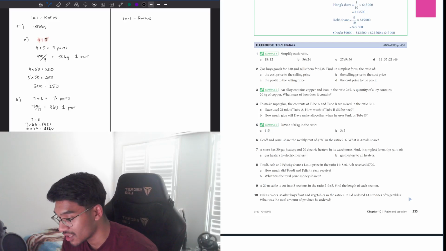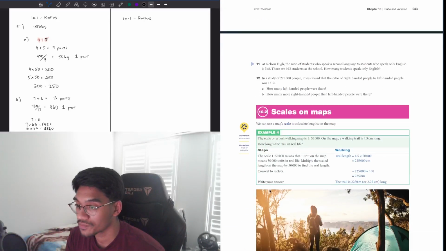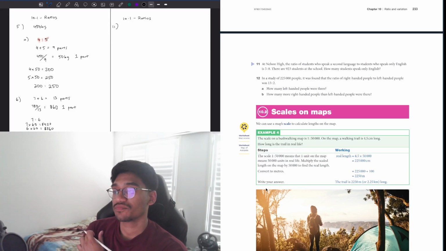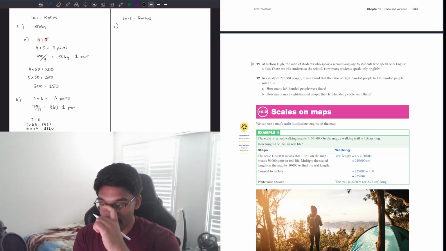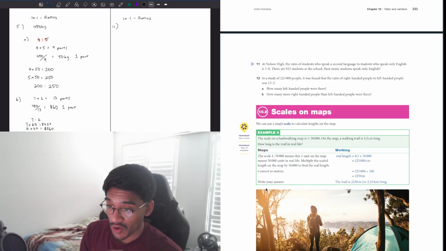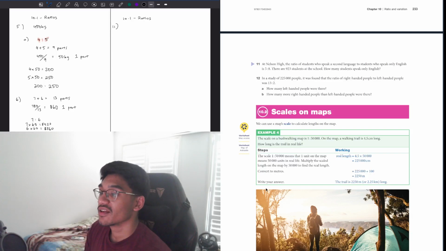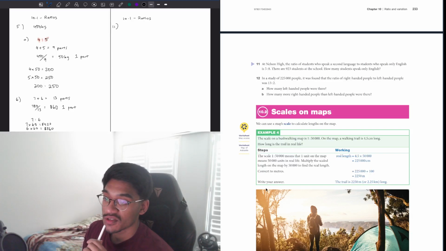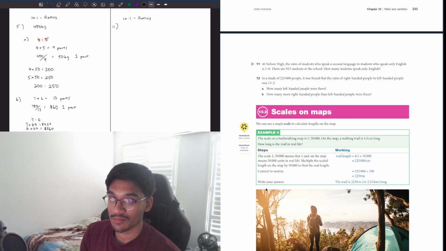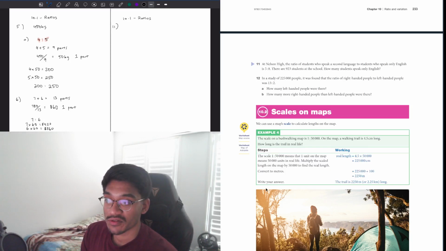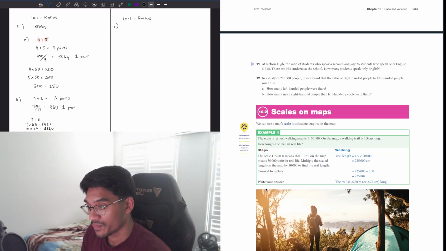Now, question 11. Question 11 says, at Nelson High, the ratio of students who speak a second language to students who only speak English is 5 to 8. There are 923 students in total. How many students speak only English? So that's a lot of information in one question. So we know we're looking at a school, students who speak a second language and English.